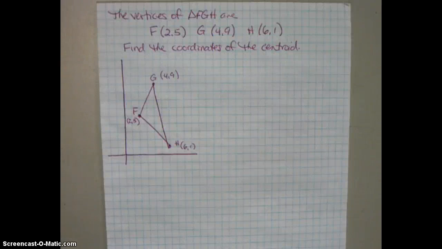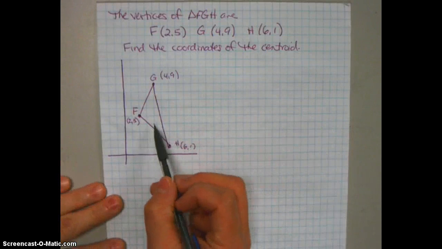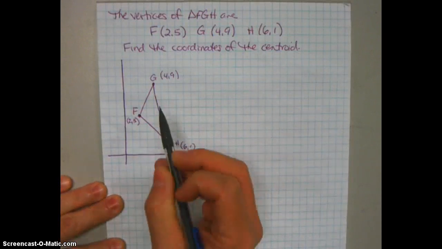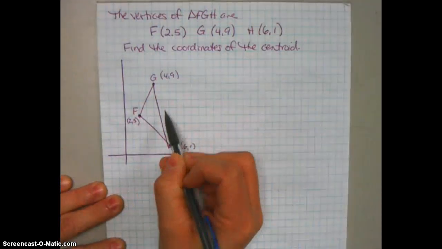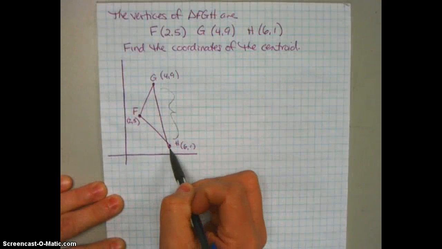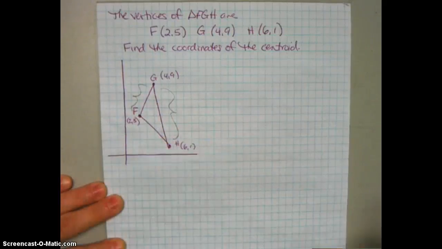So here we go, Centroid problem take 2. So we're going to be using two different sides of the triangle to create those medians. All right, so I'm going to look at what sides we're going to do. We are going to do the median from F to GH, and then the median from H up to FG.